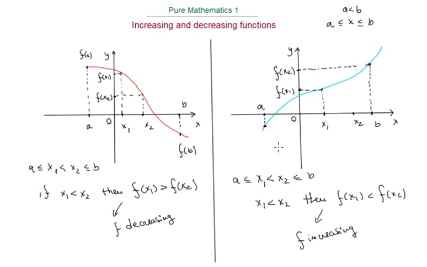So let's revise just one more time. If for x1 less than x2, we get that f of x1 is greater than f of x2, that means that the function is decreasing over the interval from a to b. If x1 is less than x2 implies f of x1 is also less than f of x2, then we say that f is increasing over the interval from a to b. Does this mean that all functions or the graphs are either increasing or decreasing? It depends on the interval.